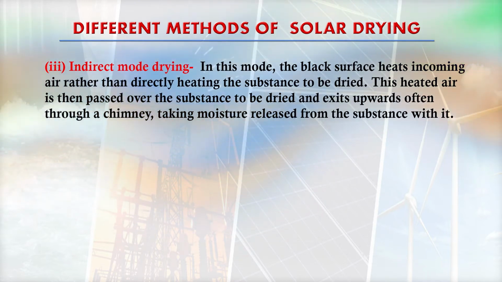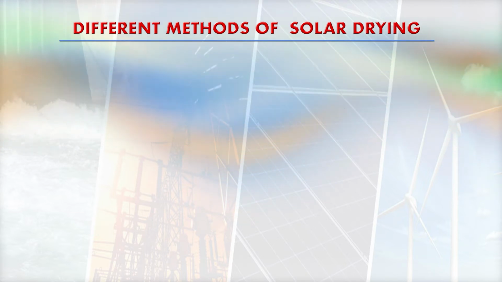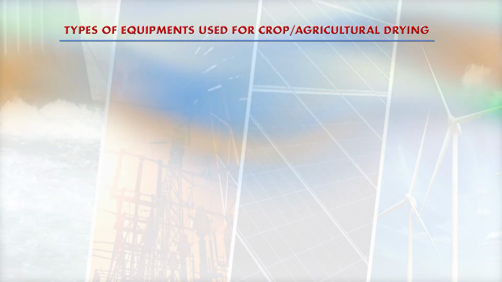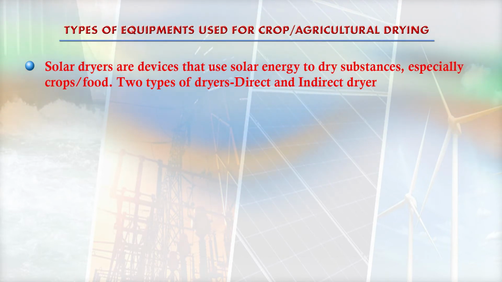Here the black surface heats the incoming air rather than directly hitting the substance to be dried. The heated air is then passed over the substance to be dried and exits upward through the chimney, taking moisture released from the substance with it. Then what are the types of equipment used for crop or agricultural drying? Solar dryers are used for agricultural or crop drying.